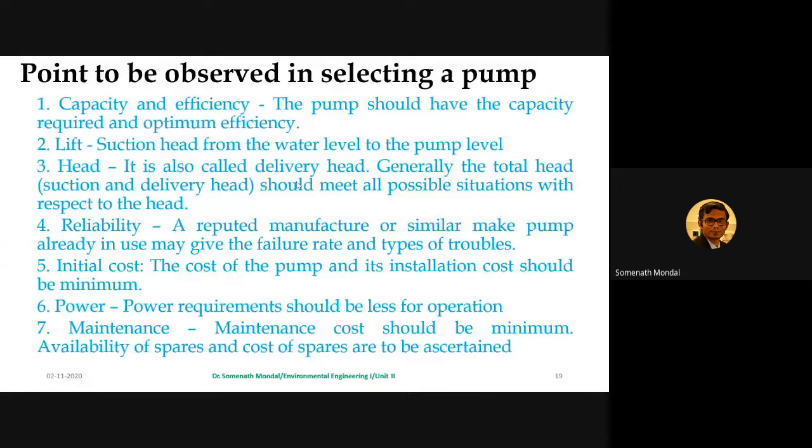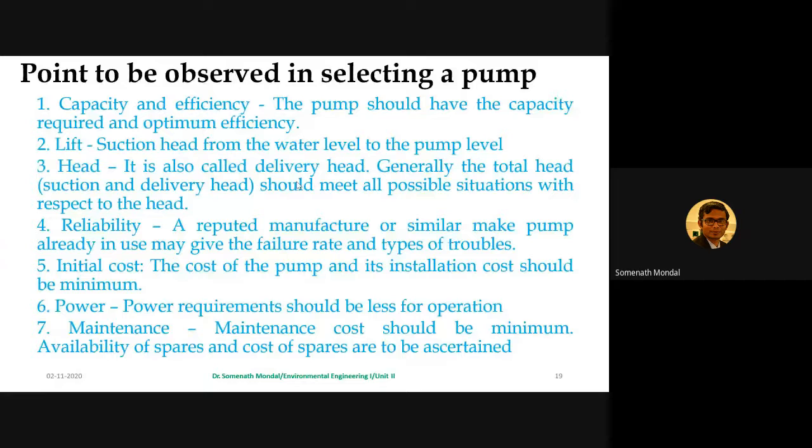In different seasons you may have variation in the overall head, and how your pump is going to handle that is a big question. Before you select a particular type of pump, you need to ensure that the pump you are selecting would be able to manage this fluctuation in the overall head. Next is reliability.